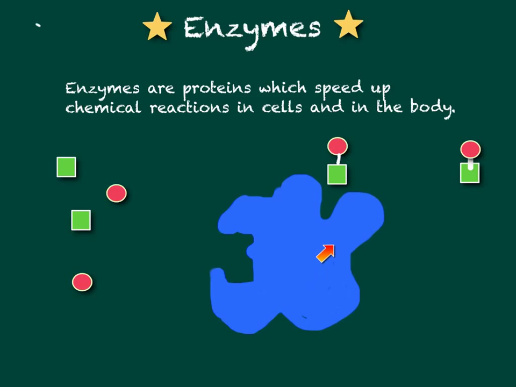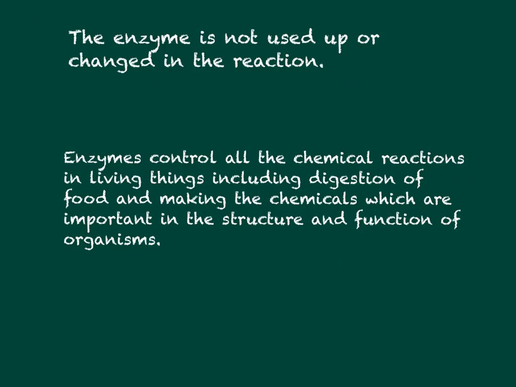And the enzyme is not used up or changed in any way by this reaction, so it can be used again and again in more reactions to make more product. We will learn more about enzymes later on, but for the moment all that we have to know is that enzymes are proteins, and they control essentially all the chemical reactions in living things, and this can include the digestion of food, or making of the chemicals which are important in the structure and the function of organisms.